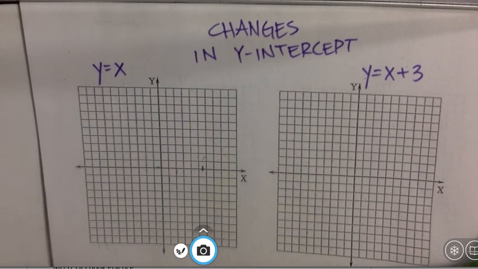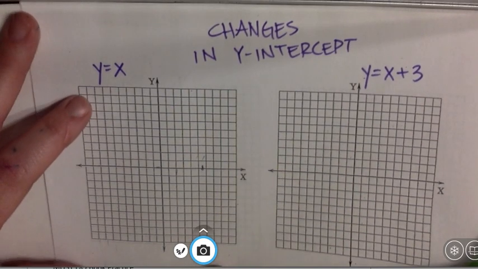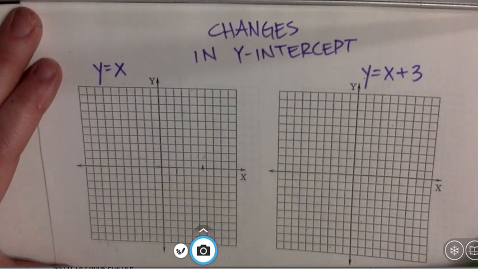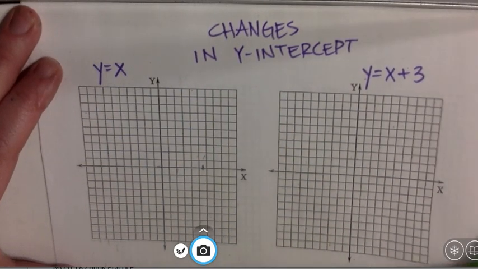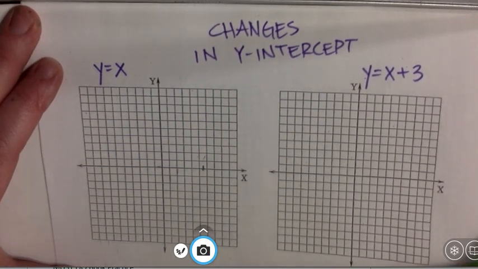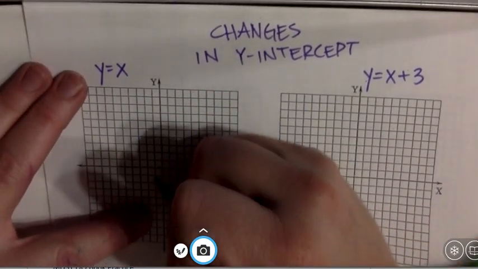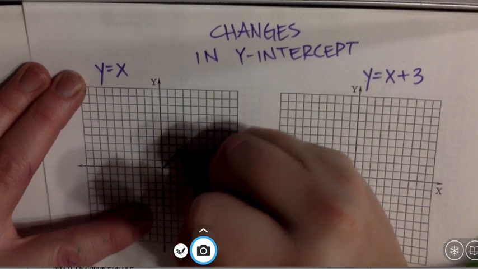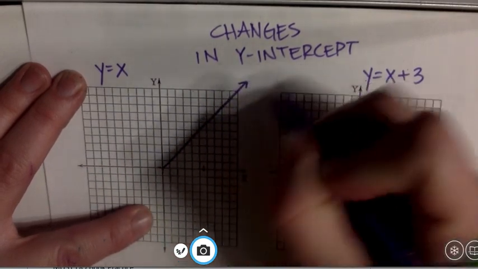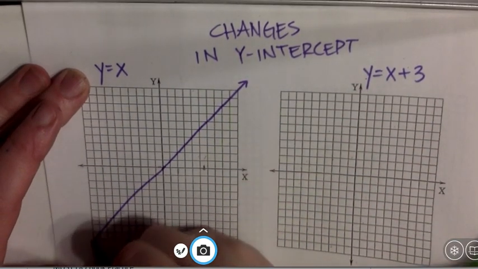So now we're going to look at the last type of transformation. The last two were rotations and reflections. This last one is what's called a translation. That means we're shifting up or down. Our parent function, y equals x, we've seen this a couple of times. It looks just like this.